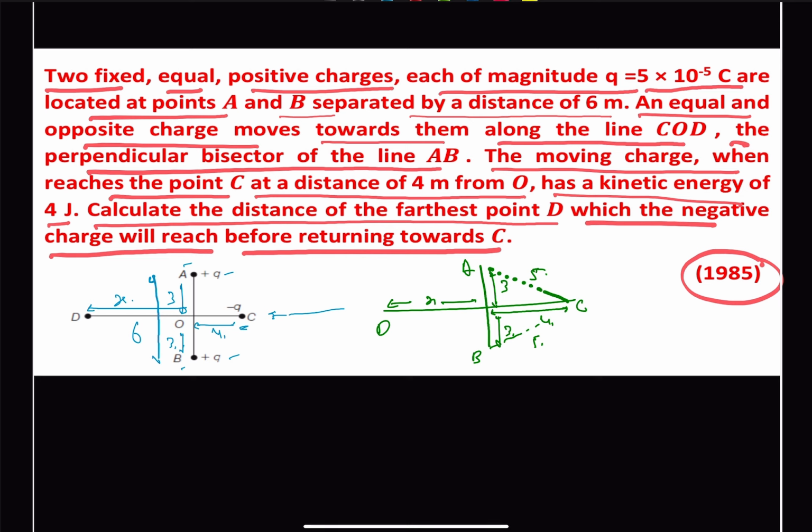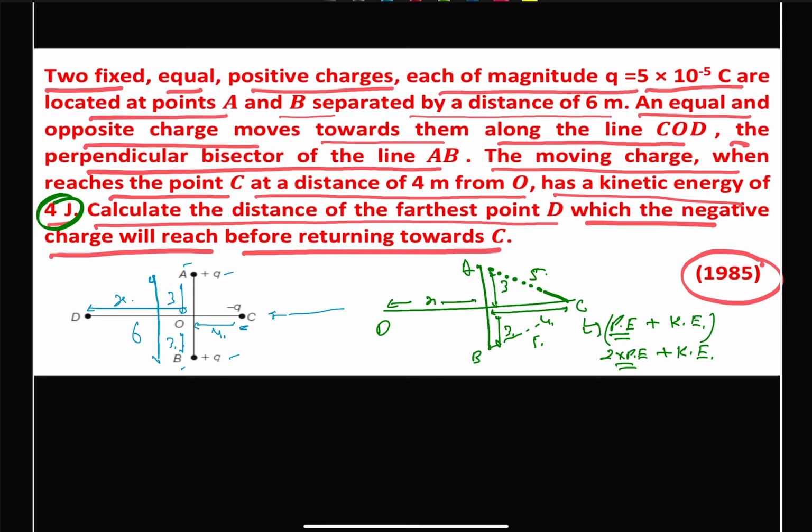And at point C, we are given that it is having a kinetic energy of 4 joules. So at point C, it is going to have a summation of the potential energy of the charge plus the given kinetic energy. And here we have two charges, charge at A and charge at B. So this potential energy will be nothing but twice the potential energy of the individual charge, plus the kinetic energy, which is given to us as 4.